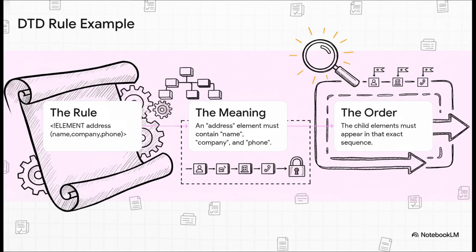And this is where it all comes together. This single line from a DTD is a really powerful rule. First, it says, okay, we're going to have an element called address. But here's the important part. It then dictates the structure inside that element. It says that an address must have a name, followed by a company, followed by a phone, not in a different order, and none of them can be missing. This is the blueprint in action, plain and simple.